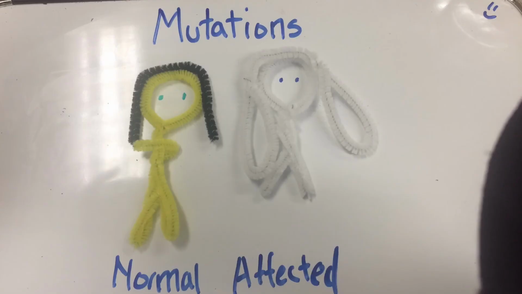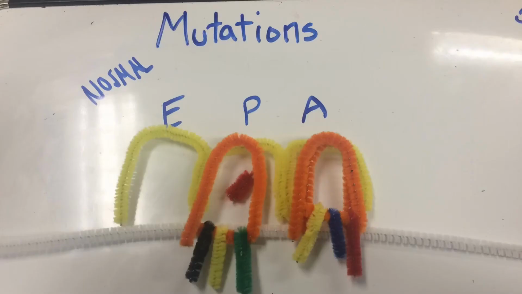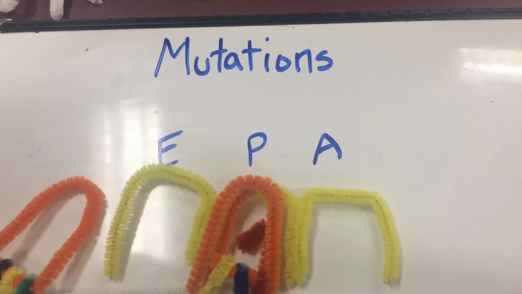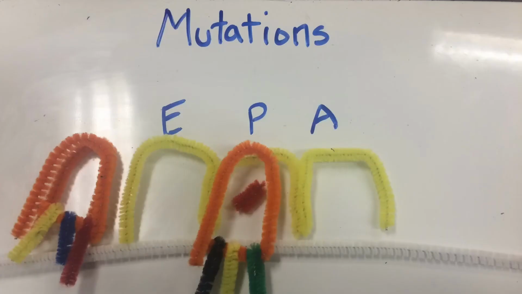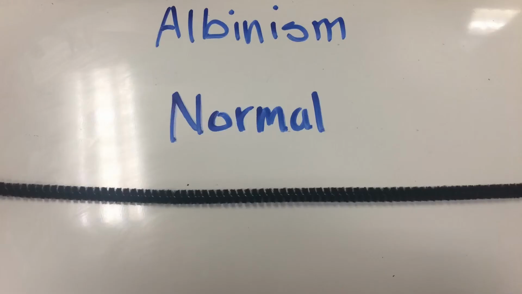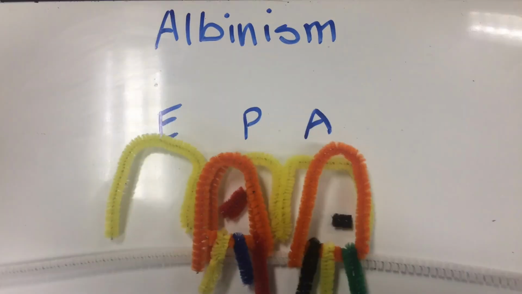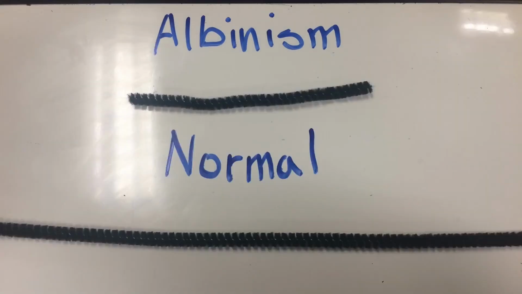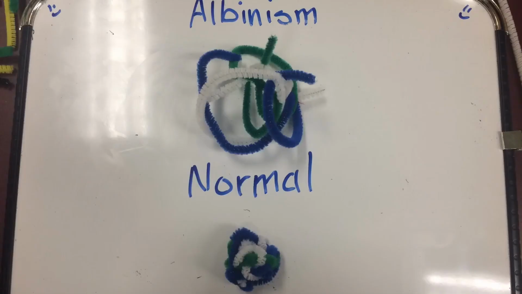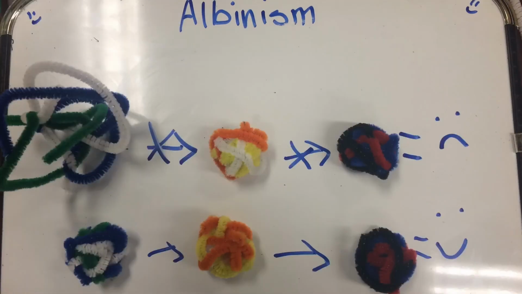Mutations in albinism. Albinism is a frame shift mutation. This is the normal process. The polypeptide created is pretty long. This is the mutated process. The polypeptide created by the mutation is much shorter. When made into a protein, the shape is weird and it can't function properly, thus resulting in pale skin, eyes, hair, and susceptibility to sun.